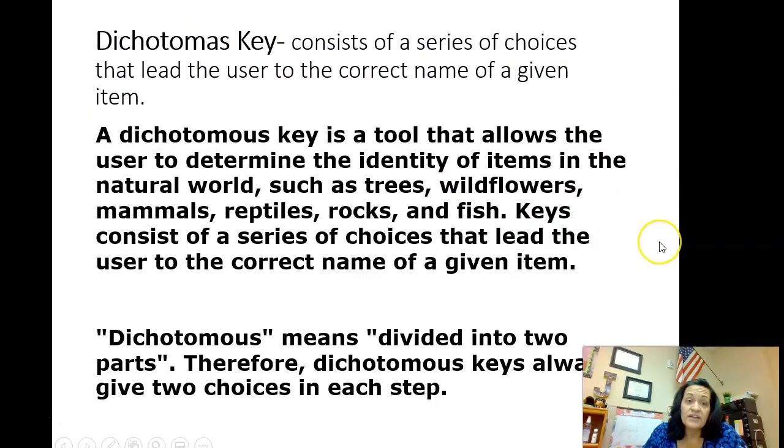We're going to move on now to a dichotomous key, and that consists of a series of choices that leads the user to the correct name of a given item. So you are out in nature and you see a tree and you want to know what type of tree this is.